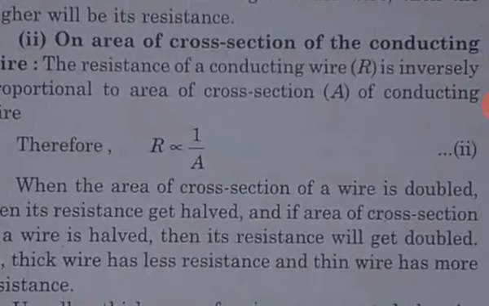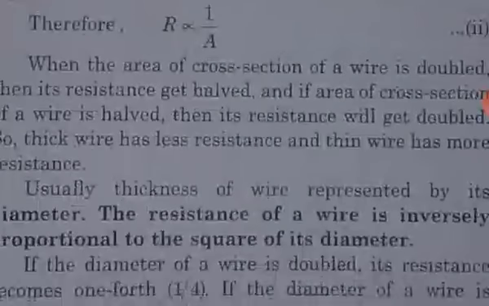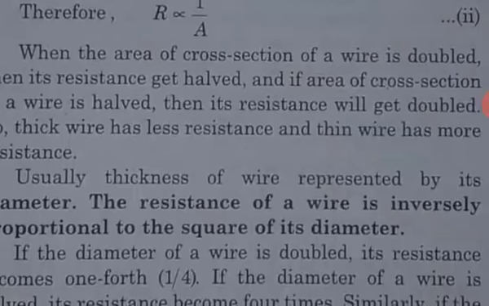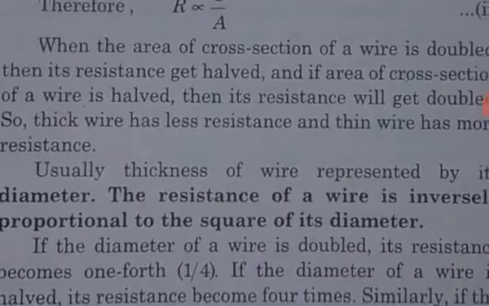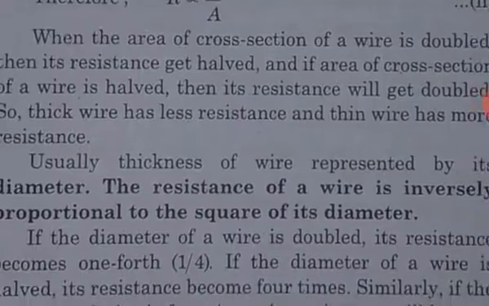Second, the area of the cross section of the conducting wire. Resistance of a uniform conductor is inversely proportional to its cross-sectional area. R is proportional to 1 upon A, where A means cross-sectional area. When the area of the cross section of the wire is doubled, the resistance becomes half. And if the area of the cross section of a wire is halved, then the resistance will be doubled.